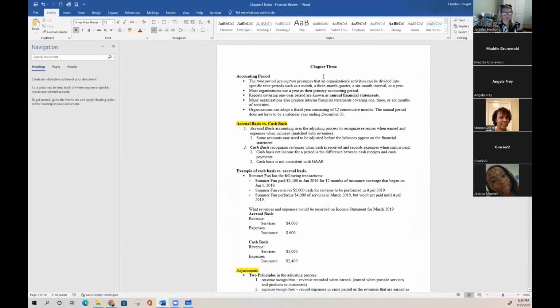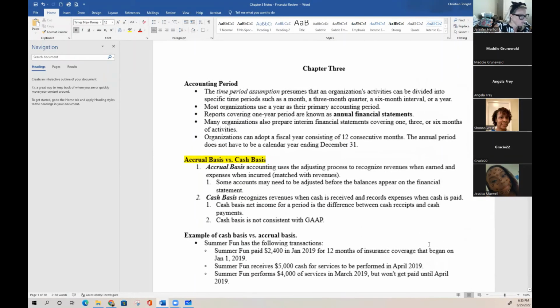Okay, so we talked a little bit about accounting period. I've mentioned that a period is usually a calendar year or 12 months. Sometimes it could be longer, sometimes it can be shorter, depending on what type of organization it is, but it's just a period of time that your activities are in. And like I said, normally it's 12 months.